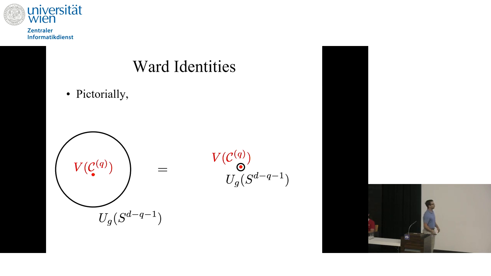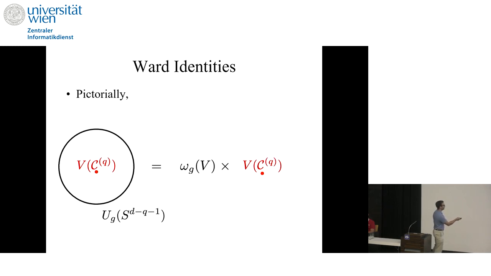Pictorially, what's happening here is that we're surrounding this charged operator with the symmetry generator, and because this operator is topological, we can change its size and its shape at will until we can shrink it as much as we like, and the Ward identity says that if we shrink it all the way to a point, we simply pick up a phase.